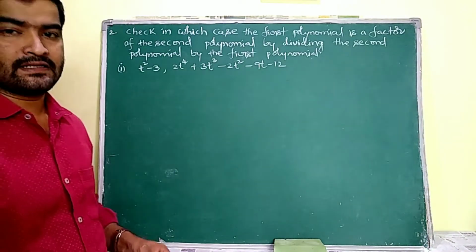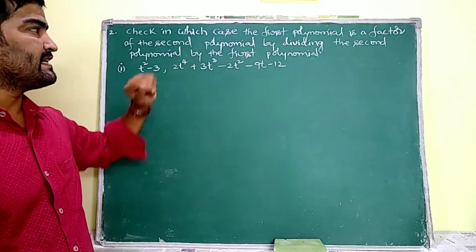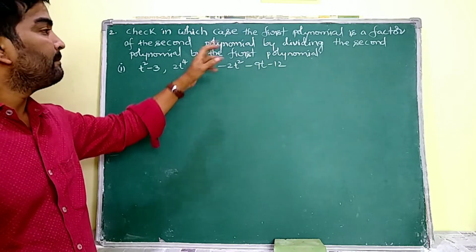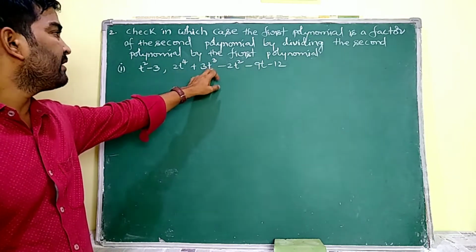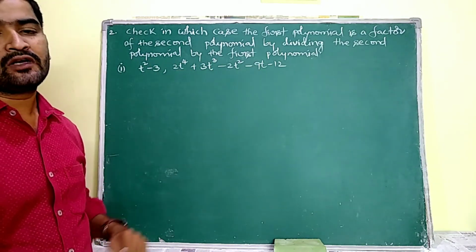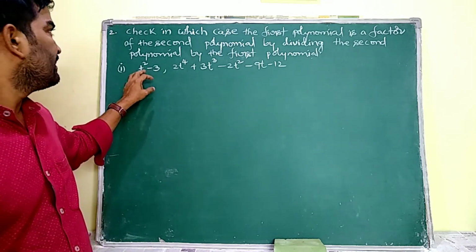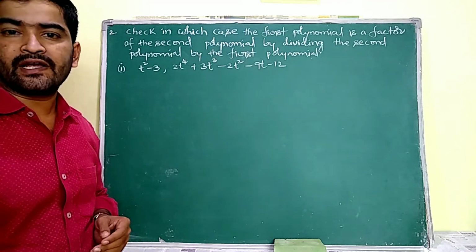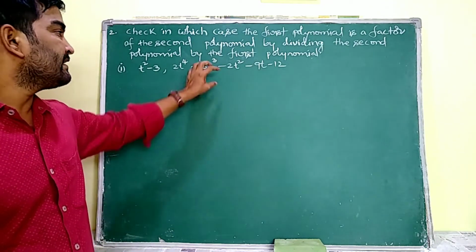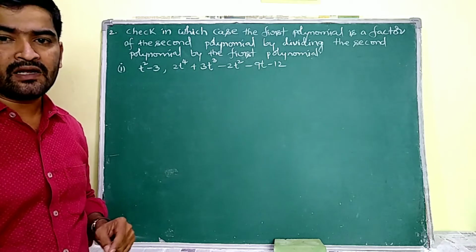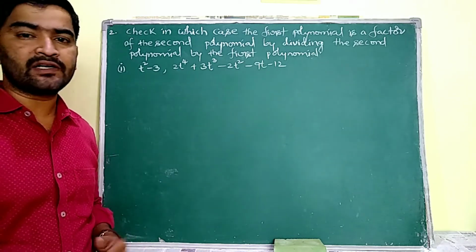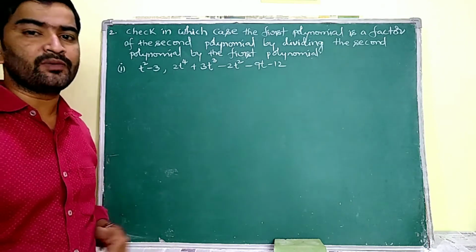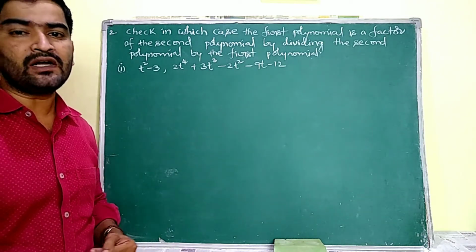See, the second question here. Check in which case the first polynomial is a factor of the second polynomial by dividing the second polynomial by the first polynomial. Now he asks us to check whether this first polynomial is a factor of the second polynomial or not. It can be confirmed by dividing the second polynomial by the first polynomial. If we obtain the remainder 0, then this first polynomial is a factor of the second polynomial, we know. So like that we have to do the problem.